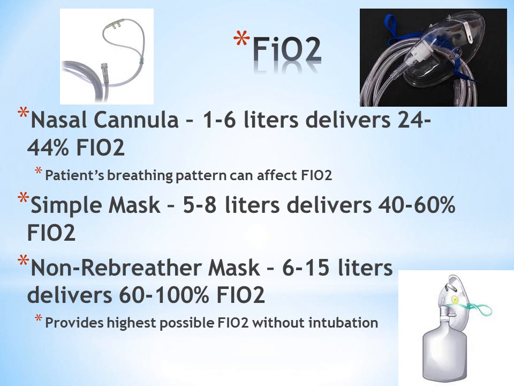With a simple mask, oxygen should be set at 5 to 8 liters per minute, and it will deliver 40 to 60% FiO2. Your non-rebreather mask can deliver oxygen from 6 to 15 liters, and it will deliver 60 to 100% FiO2. It will provide the highest possible oxygen level without intubation.